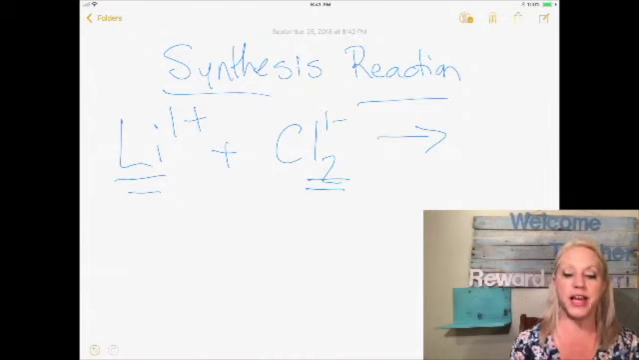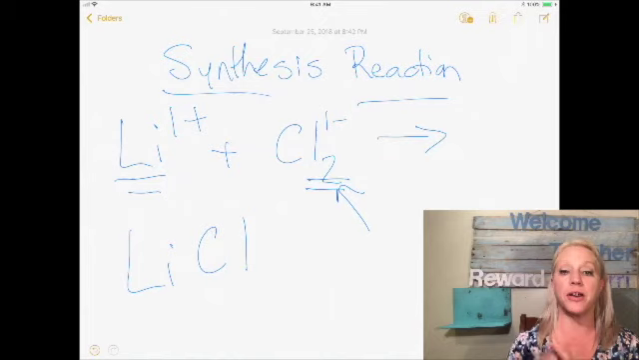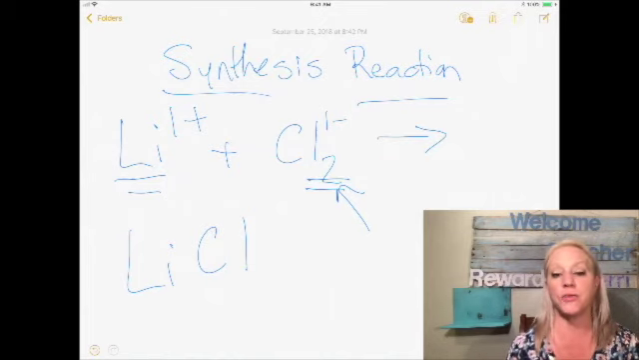So when they join together, we will get lithium chloride. Notice that our subscript here does not matter on the other end. We'll talk about balancing equations later and where that too will take place.